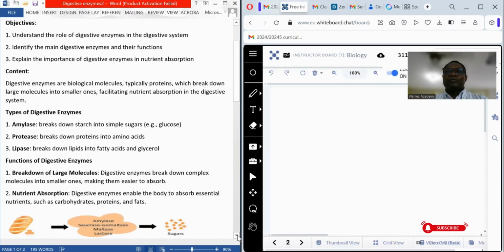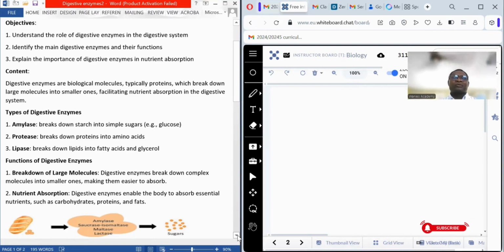For the food to be used for building processes, replacement of worn-out tissues, for production of antigens and antibodies, the food has to be broken down to simpler forms which the body can absorb. So digestive enzymes are biological molecules. Of course, they are proteins which help break down solid food substances into smaller forms which the body can absorb. Enzymes are specific in nature. Enzymes act as catalysts, which speeds up the rate at which food is broken down in the body of living organisms through the digestive system.